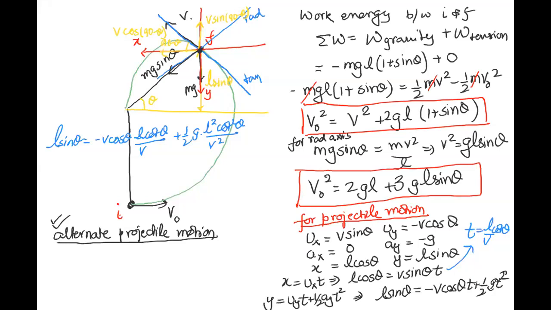Now remembering that V square is GL sine theta, I can rub out the V square here and write GL sine theta. The moment I do that, V will cancel out, G will cancel out, L will cancel out, and I will get a simple trigonometric equation which is sin theta is equal to minus cos theta into cot theta. कितना हो जाएगा? Cos theta into cot theta sin theta.